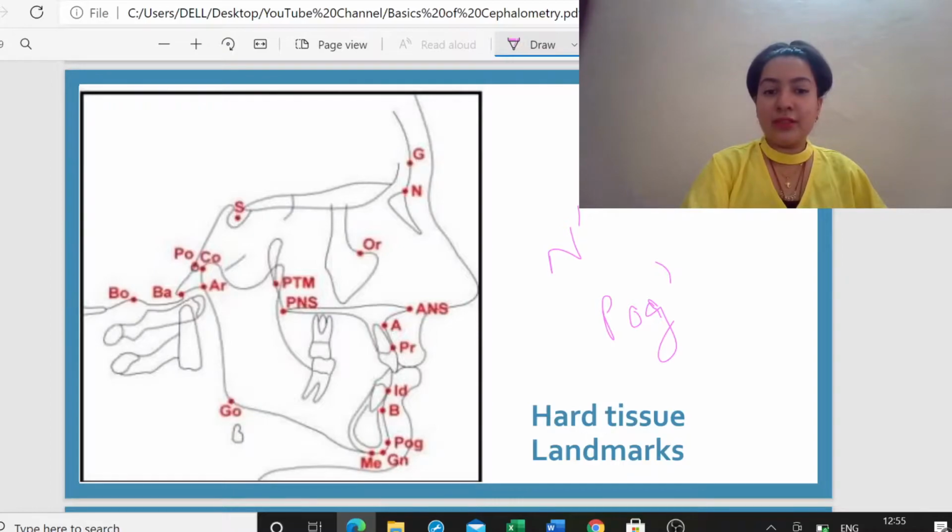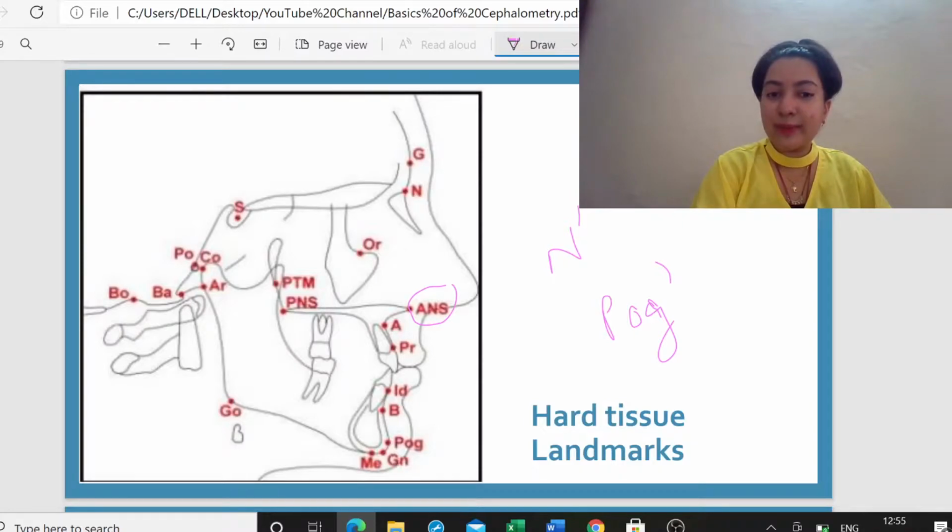For example, G is one landmark, N is another landmark. They are at different places. They have different points. They have a different definition. So your glabella and nasion, G is for glabella, N is for nasion. ANS is your anterior nasal spine. It extends backward and ends as posterior nasal spine. So ANS, PNS is basically your palatal region.